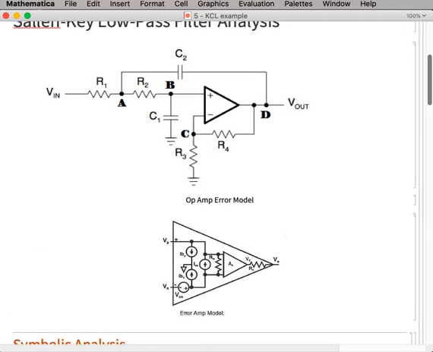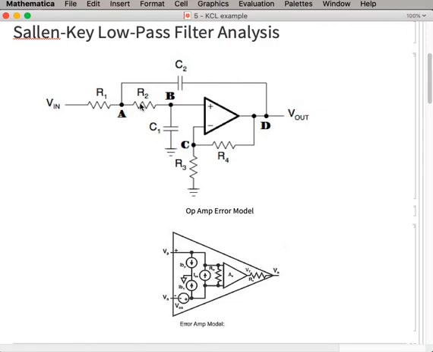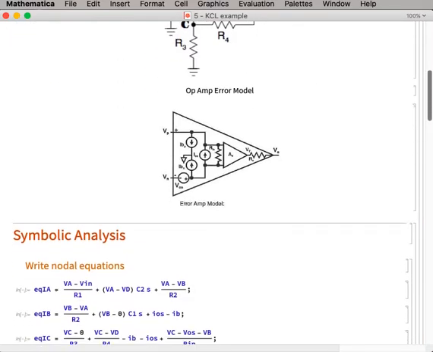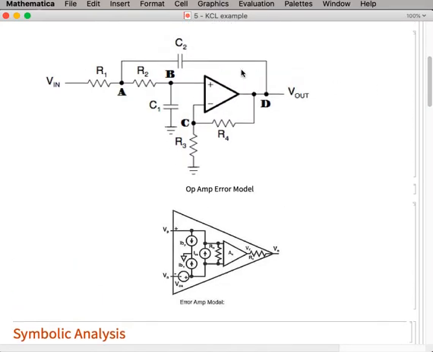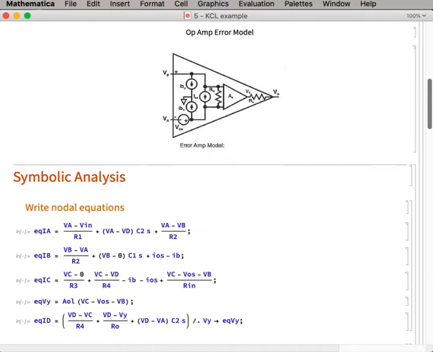Now for the B, we're going to use VB minus VA over R2, VB minus 0 times C1S, and then that input goes directly into the op-amp. And so notice that the IOS, the offset current, is flowing into the node, so that's positive, but IB, the bias current, is flowing out of the node, so it's negative.